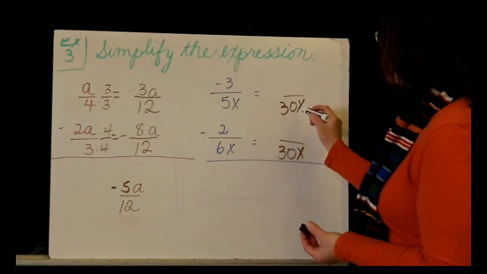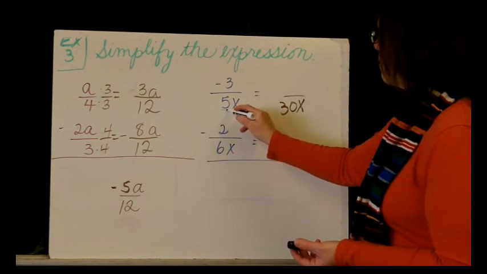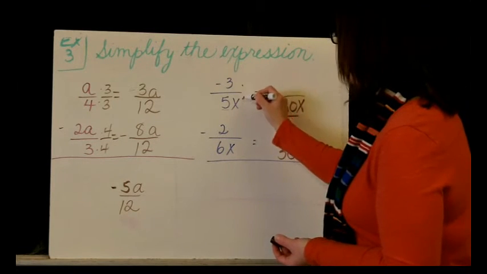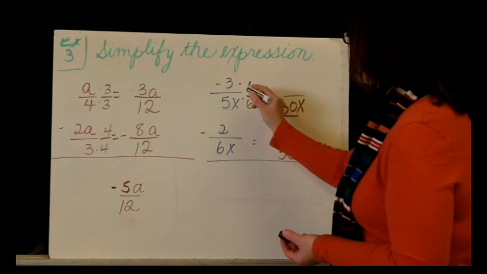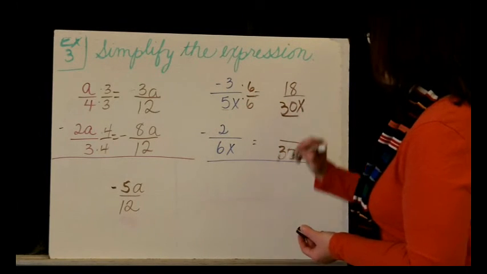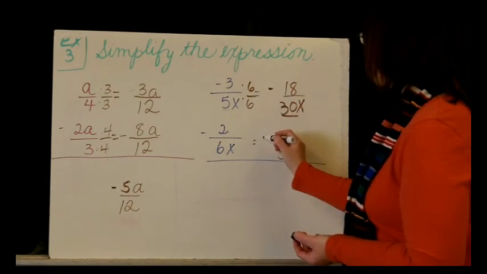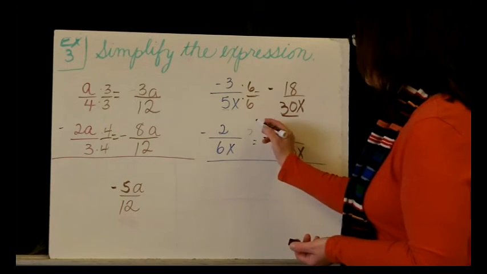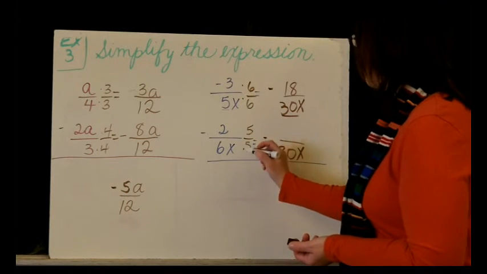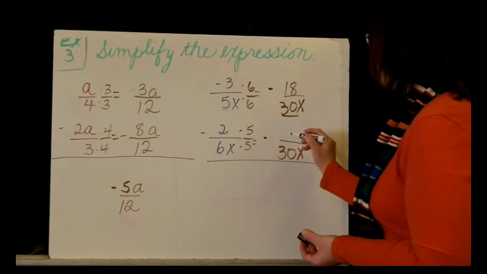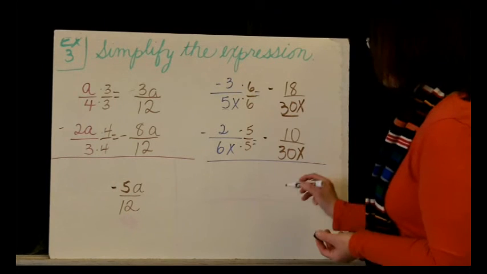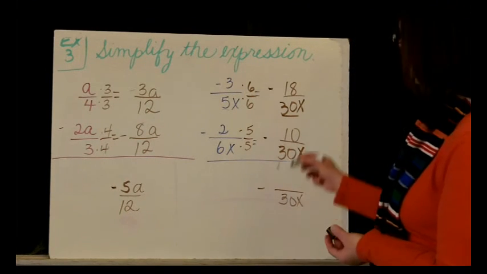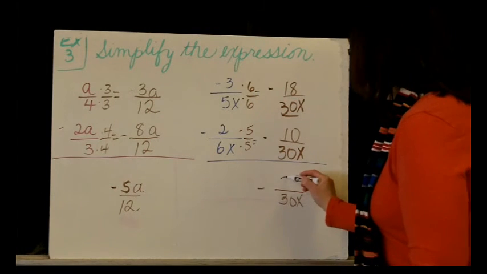So 5x into 30x, so we're looking at the 5 and the 30. To go from 5 to 30, we have to multiply by 6. 3 times 6 is 18, and they're both negative. 6 into 30 is 5 times. So I multiply both by 5. 2 times 5 is 10. Now, since they're both negative numbers, we just have to add the numerators. 18 and 10 make 28.